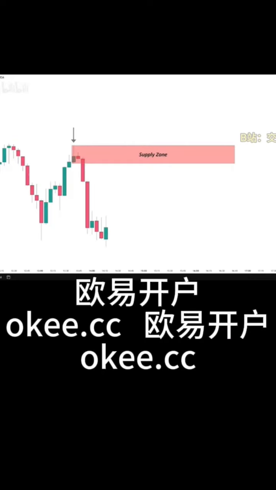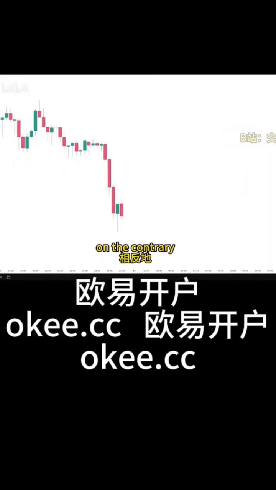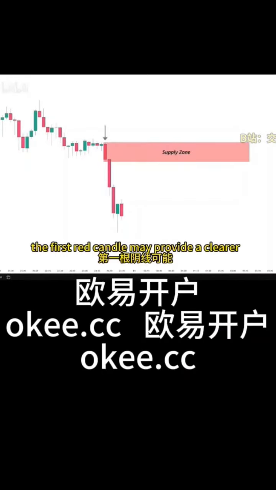valid area. On the contrary, in other situations, the first red candle may provide a clearer and more reliable supply zone, depending on how the move develops and how price reacts afterward. Another important concept is the wick.